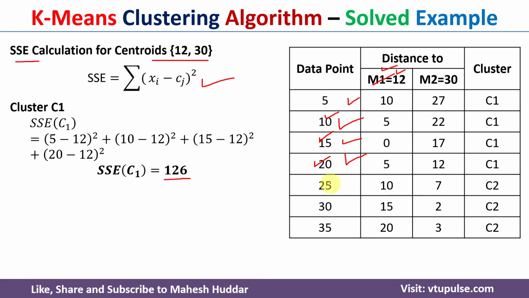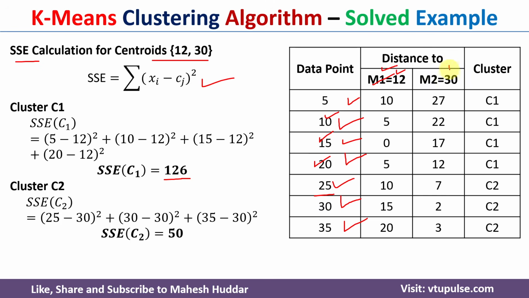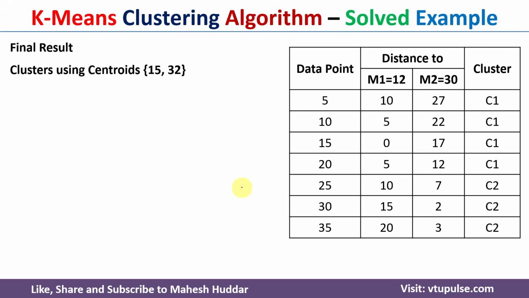And here we can see that 3 data points belong to cluster C2. So SSE of C2 is equal to (25 minus 30) squared plus (30 minus 30) squared plus (35 minus 30) squared. Once you calculate this, we will get SSE of C2 is equal to 50, and we will get the total SSE for the centroids 12 and 30 is equal to 126 plus 50, which is equal to 176.